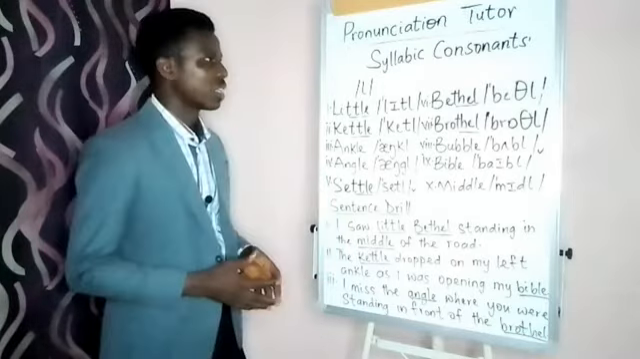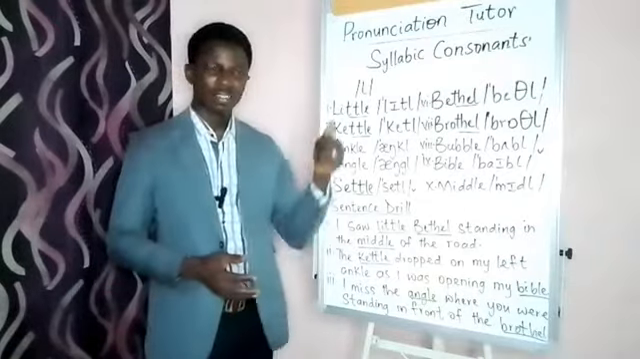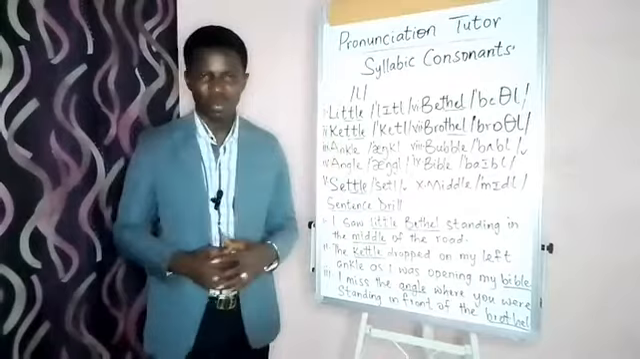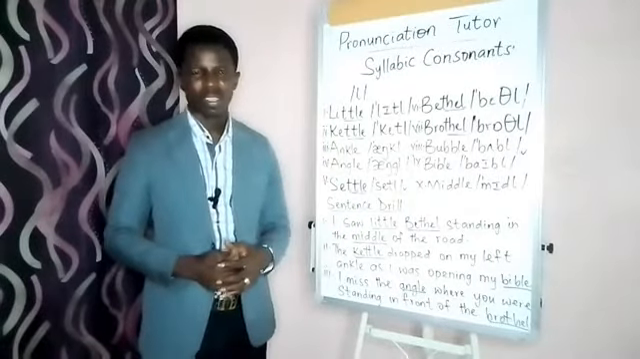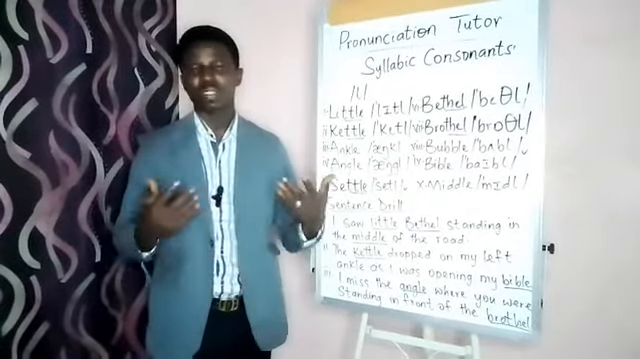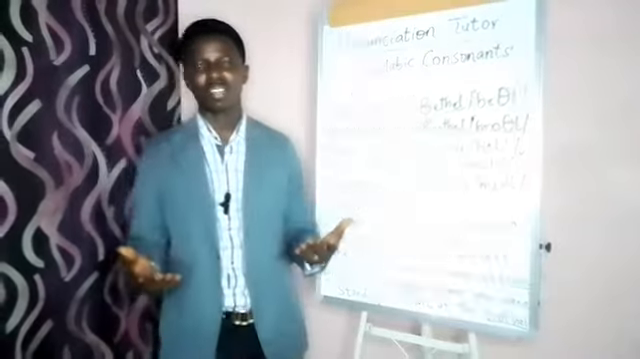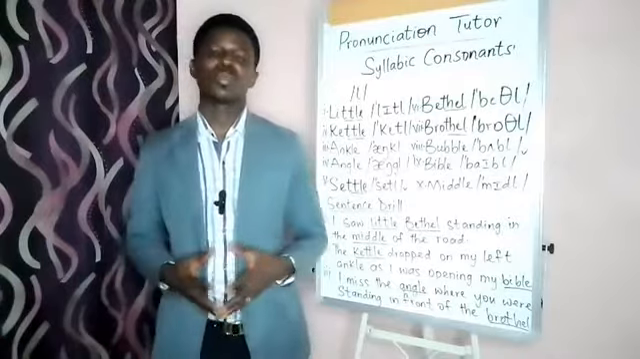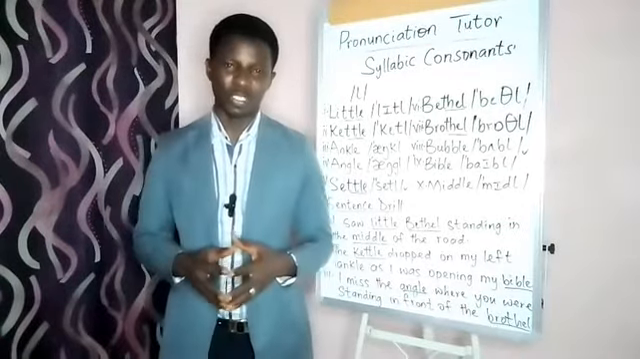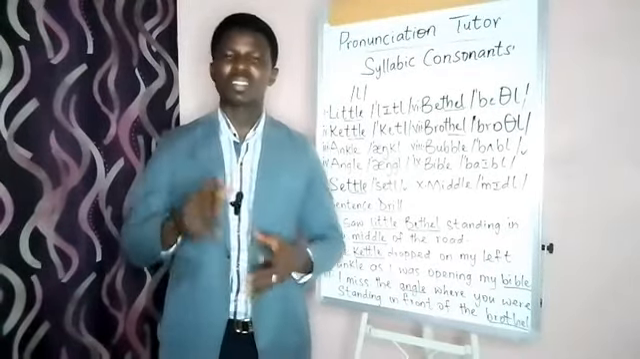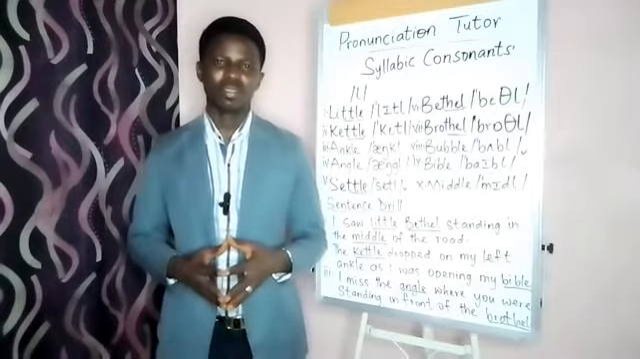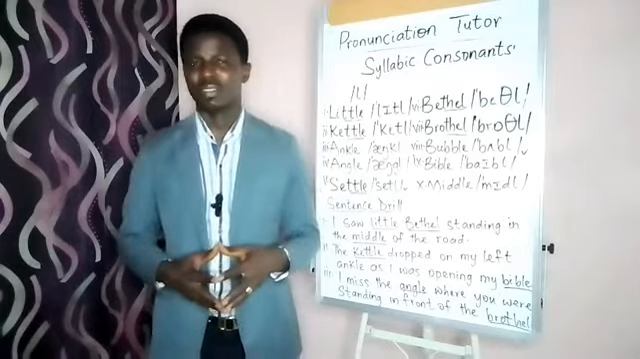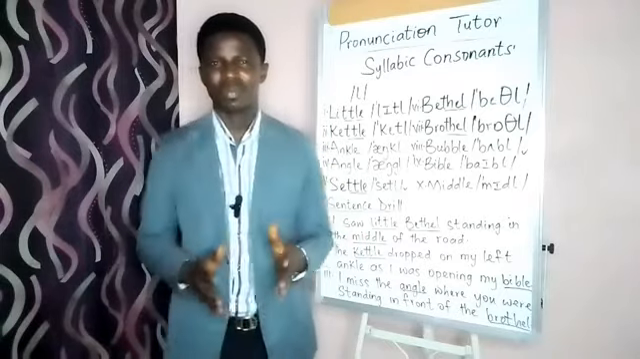So we are looking at syllabic consonants, and we have the following word examples with the syllabic consonants. But before we go into details, we need to understand what are syllabic consonants. Or first, what is a syllable? A syllable is the smallest soundable unit of a word which must contain a vowel sound. Take note, which must contain a vowel sound. But there is an exception.